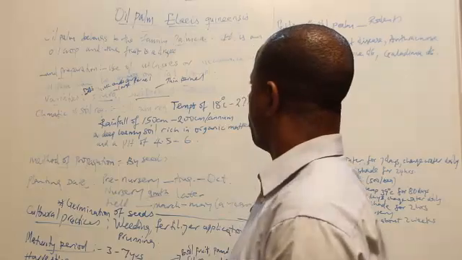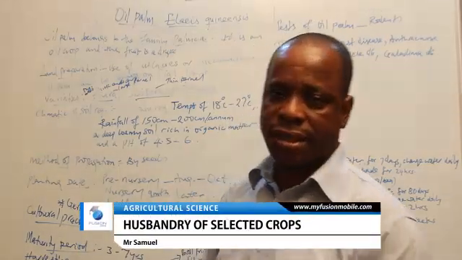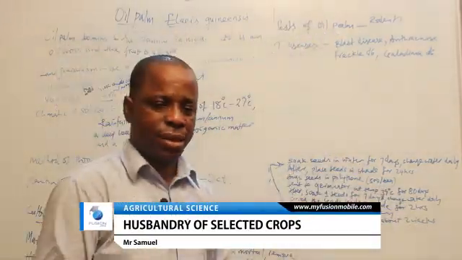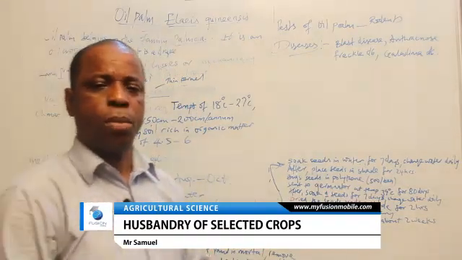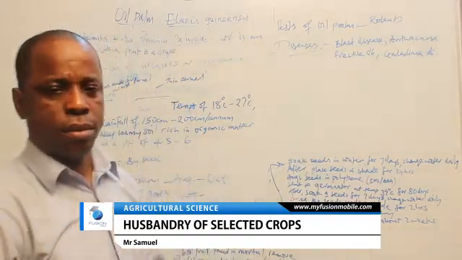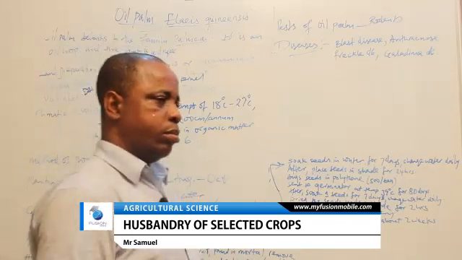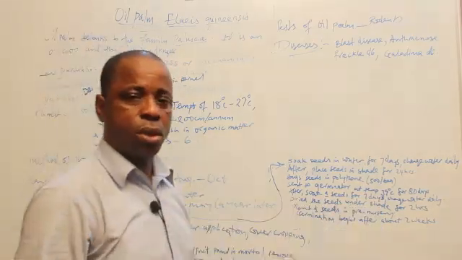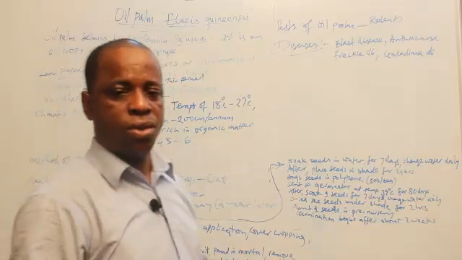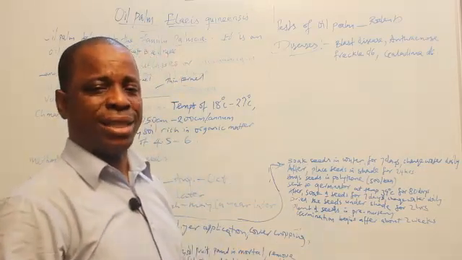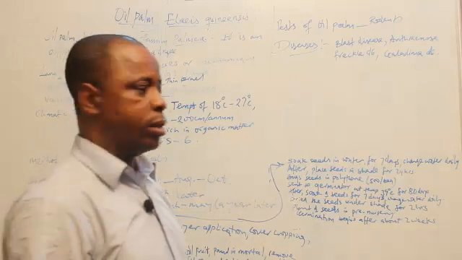We now move to oil palm. The scientific name of oil palm is Elaeis guineensis. Oil palm belongs to the group of crops known as oil crops. Among them, you have the coconut, you have the groundnut. The oil palm is unique because almost all parts of the tree are essential for human need.